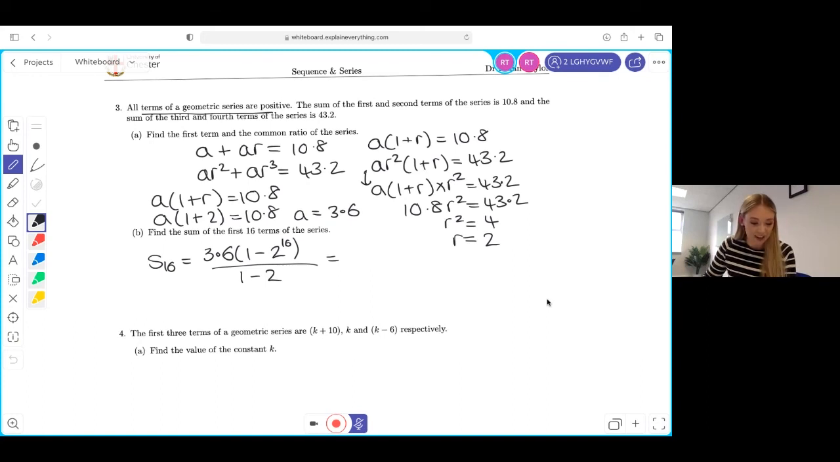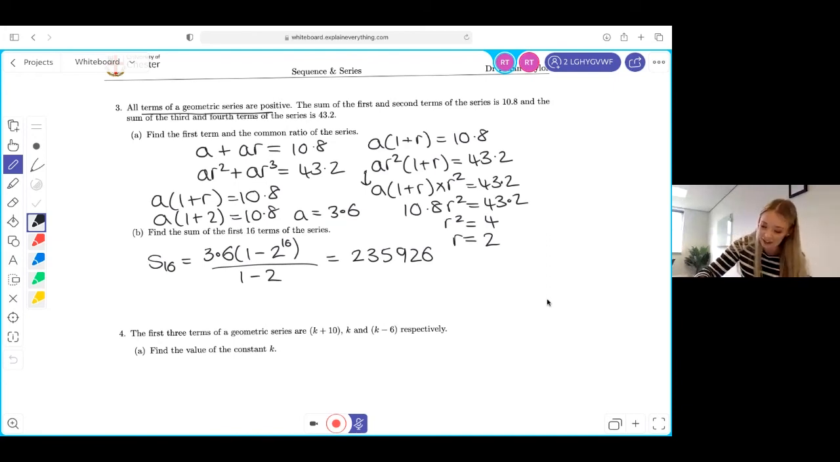I think from that one, even though we start on 3.6, because the common ratio is 2, it's doubling every time, we get quite a high value. I think it's 235,926. That one.